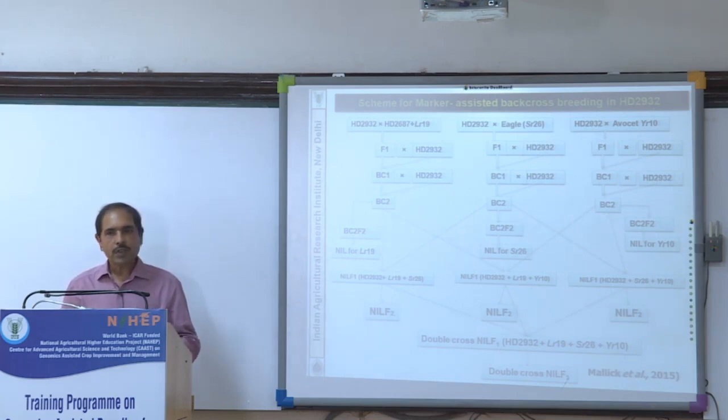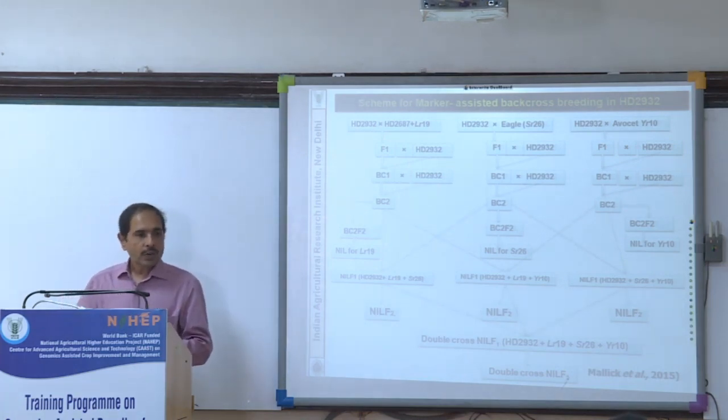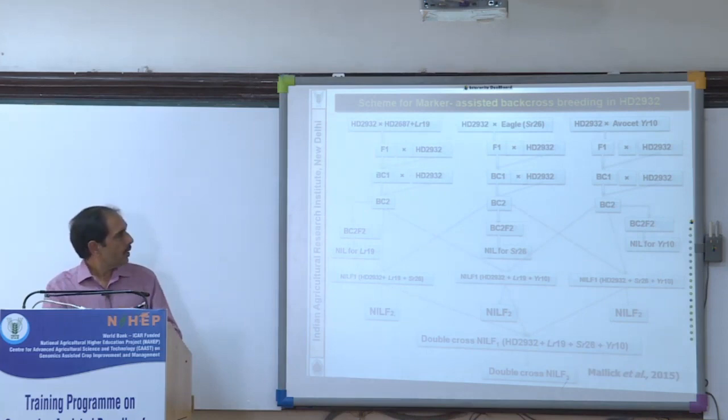To reduce the workload, we just select 10 or 15 plants in BC1 which are very close to the recurrent parent. Then we do background analysis on only those selected plants, not all the plants. So when we do this background analysis of selected plants, we can select the plant having the highest background recovery. Among those which resemble the recurrent parent, we can identify a plant having the highest recurrent parent genome, and that plant can be used.